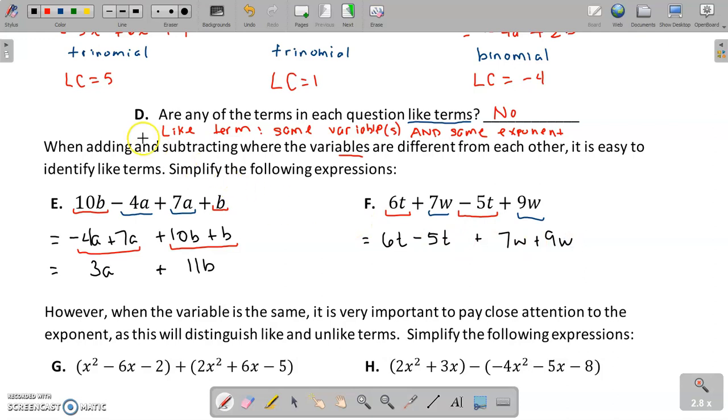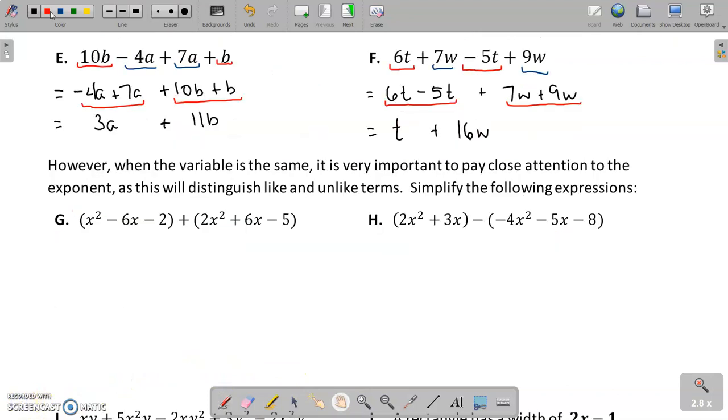And just like the previous example, we'll look at the like terms, this set and this set, and we can combine their coefficients. So 6 minus 5 would be 1t. So 1t we can simply write as t. 7 plus 9 is 16, so then we would have 16w. And that would be the final answer for this question.